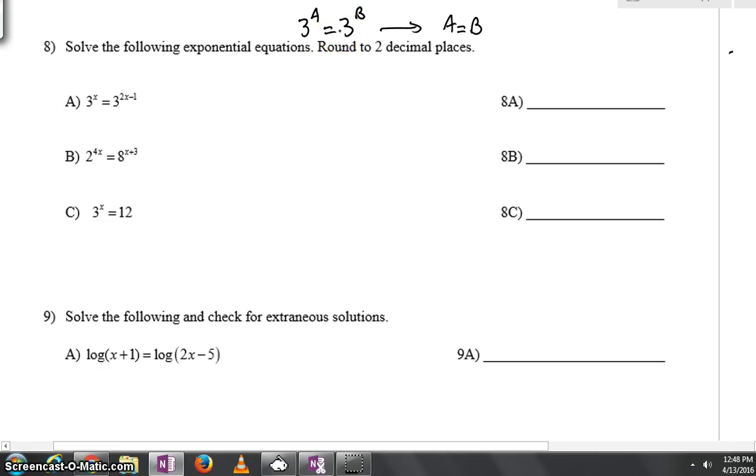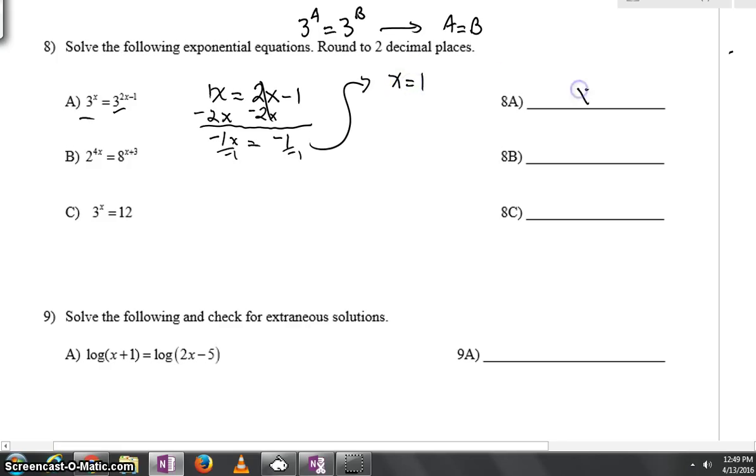As we look at 8a, we're going to see this is exactly that case. Our bases are the same number, so we can take x is equal to 2x minus 1 and solve. I can subtract 2x from both sides. 1x minus 2x will give us negative 1x, and then we will have negative 1x equals negative 1. When we divide by negative 1, we arrive at x equals positive 1, and we are done.